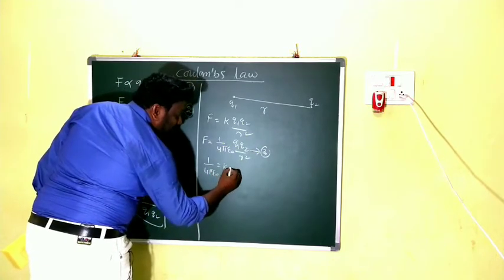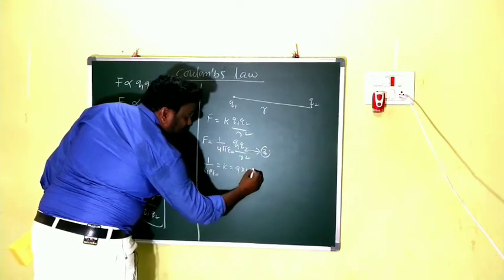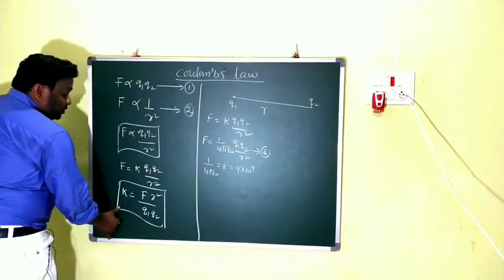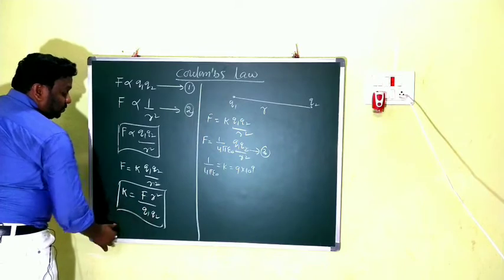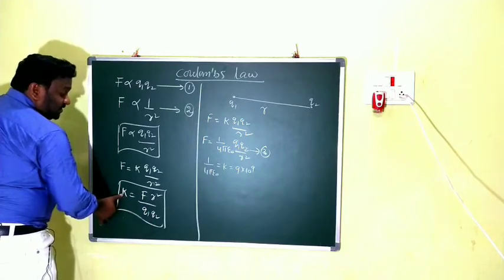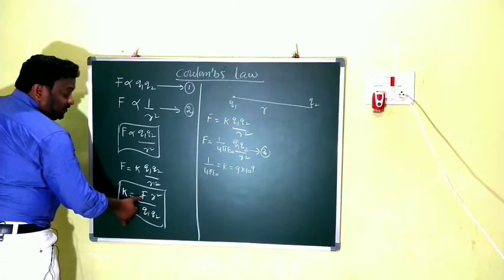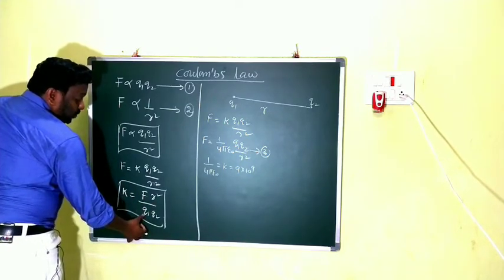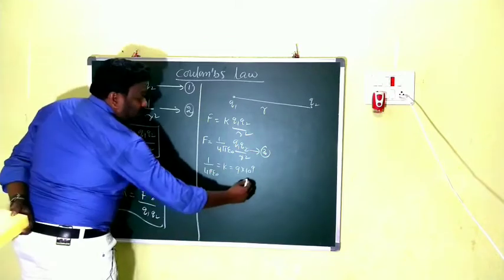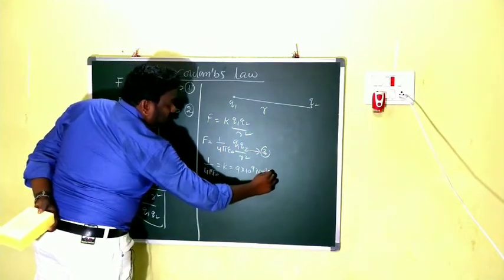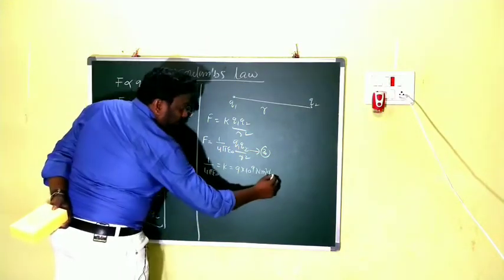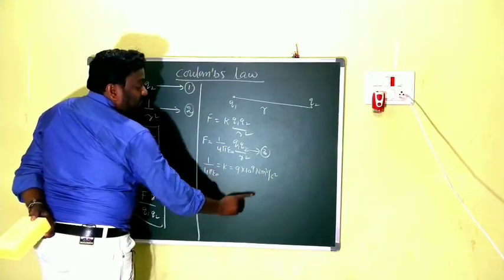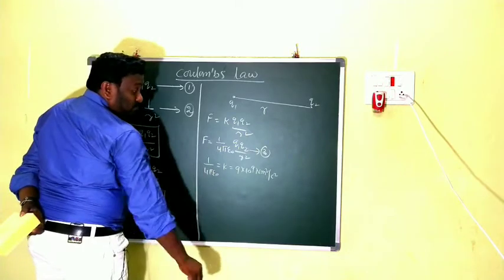That value should be measured as 9 into 10 power of 9. K is equal to F r square by Q1 Q2. Then how can we write the units for K? The unit of force is what? Newton. And R is distance, meter square. For charge, coulomb into coulomb. That means Newton meter square per coulomb square. This is the value for K: 9 into 10 power of 9 Newton meter square per coulomb square.